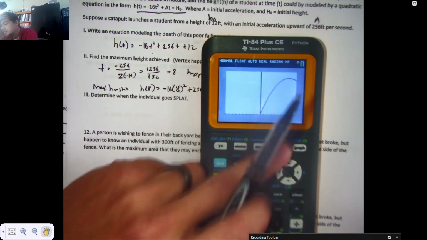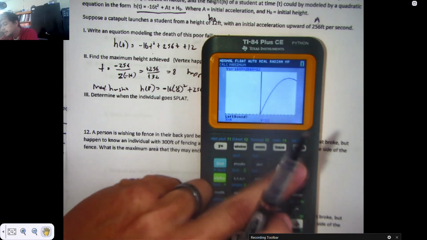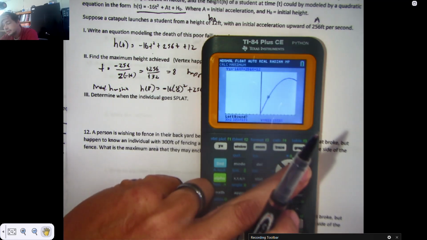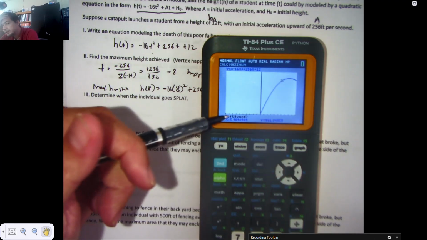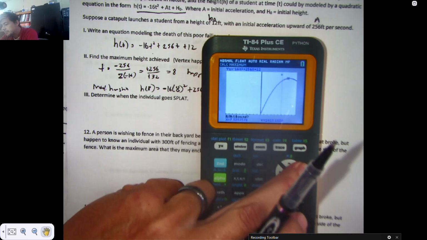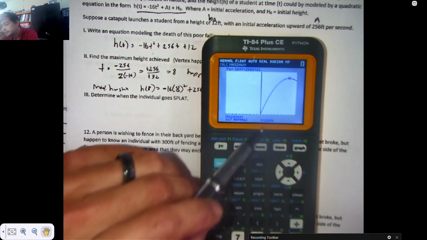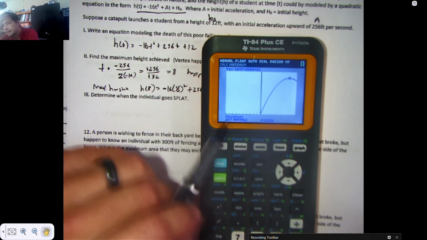I'm going to hit second trace 4 for maximum. And I'm going to take my cursor, and I'm paying attention to what the calculator says. The calculator says left boundary. That means get left of the maximum, press enter. Now it says right boundary. Get right of the maximum, press enter. And then enter for a guess. 1,036 feet happened at 8 seconds.